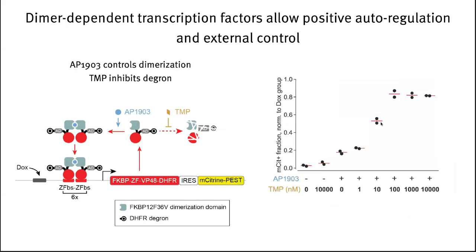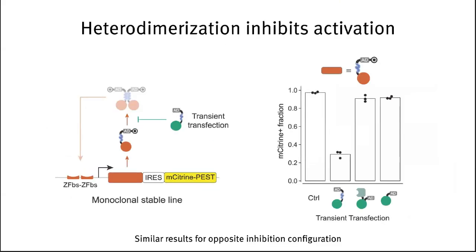And so when we do this, now we have controllability, where you can see here on this plot that these transcription factors can positively autoregulate their own expression, turn themselves on, only when you have both drugs, the AP1903 and the trimethoprim. In other words, when you stabilize the protein and allow it to homodimerize. Okay, the last property is we need the heterodimerization to allow inhibition. And so here's just an experiment to show how that works.